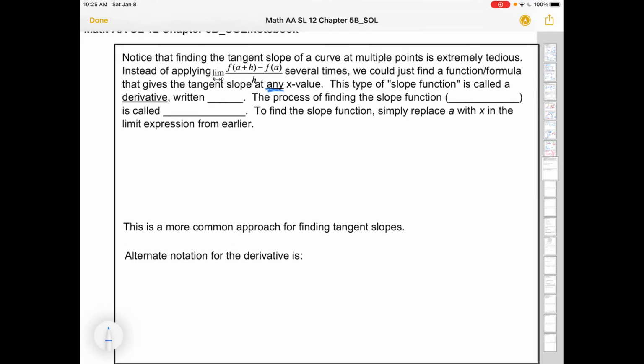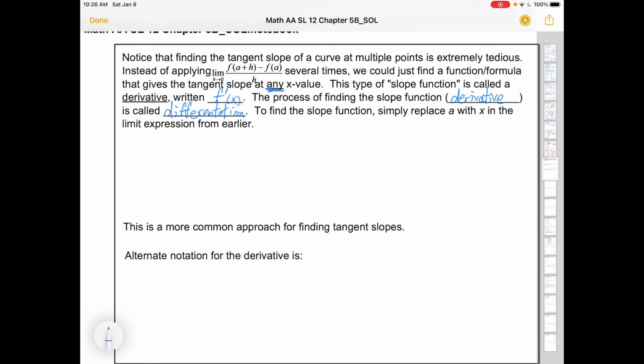This type of slope function is called a derivative, and we write it like this: f prime of x. The process of finding the slope function, that's the derivative, is called differentiation. So the verb is differentiation, the noun is the derivative. In French, they're both dérivés.